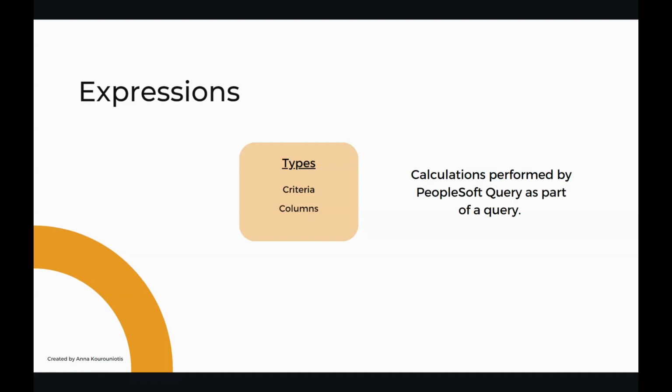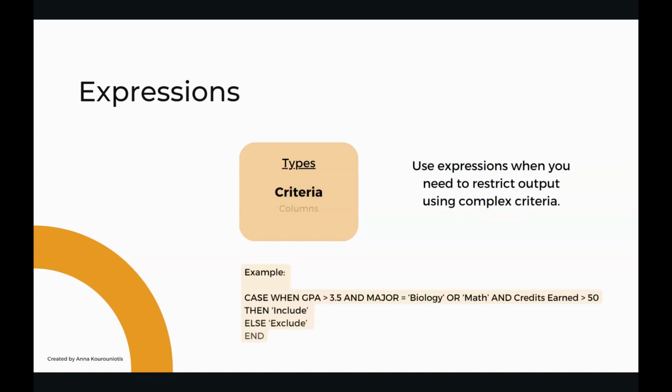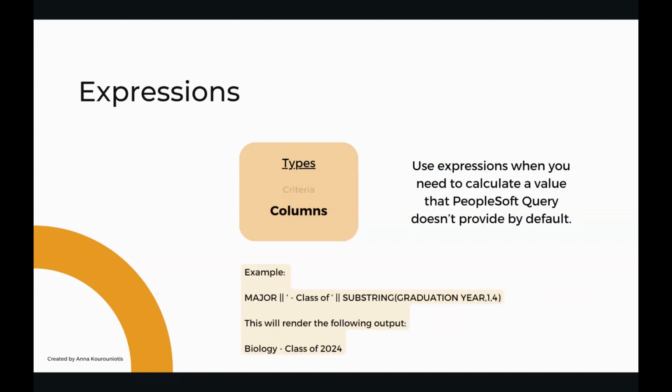Like functions, expressions allow you to customize your query results and perform advanced calculations. You can use an expression when you need to add some complicated criteria. For instance, you need to restrict the results of your query to look for any student with a biology or a math major who has earned more than 50 credits and has a GPA of 3.5 or greater. The case statement evaluates the conditions. If all conditions are met, it assigns the value include, otherwise, it assigns the value exclude.